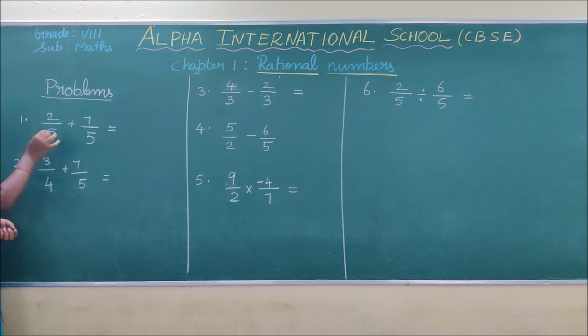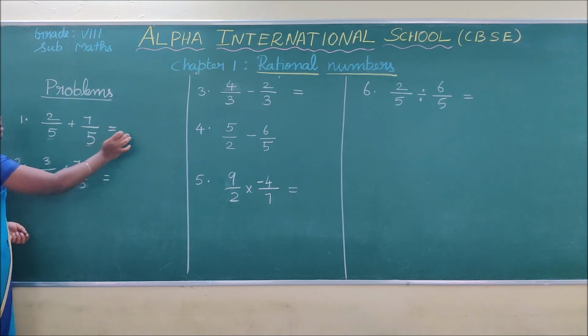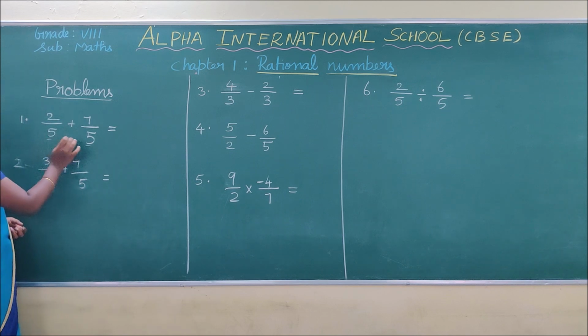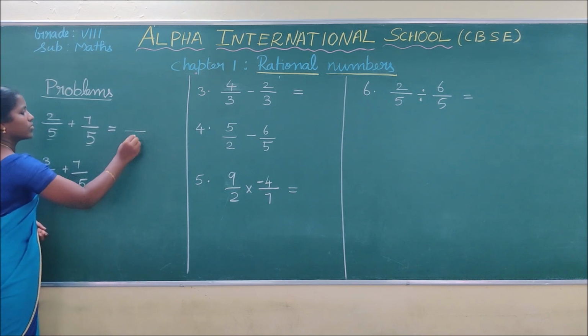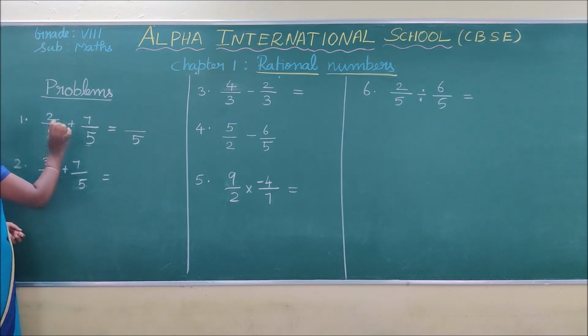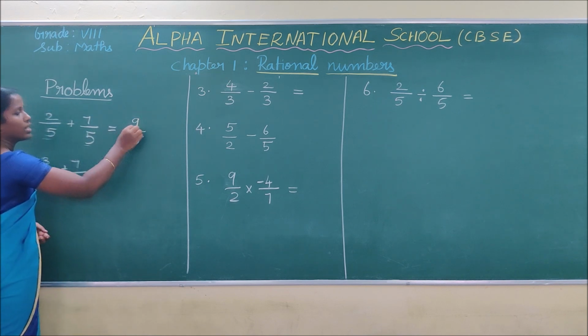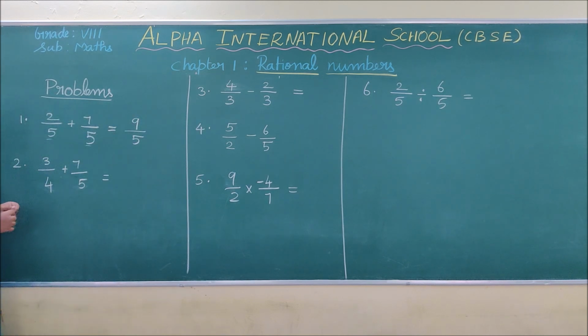First, in the fraction format, check the denominator. If the denominators are same, we can add the numerators directly and put the same denominator. So 7 plus 2, what is the value? 9.